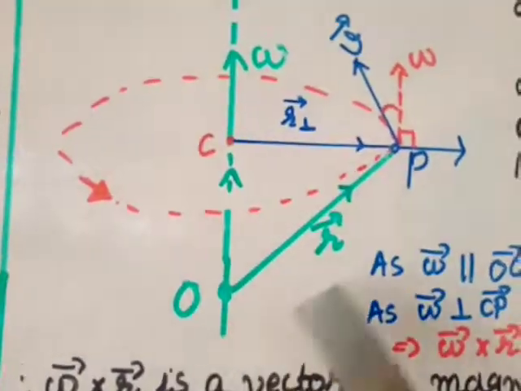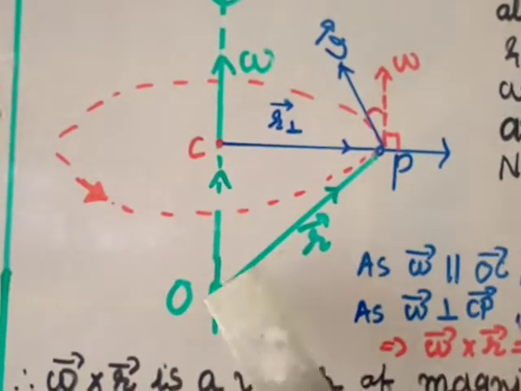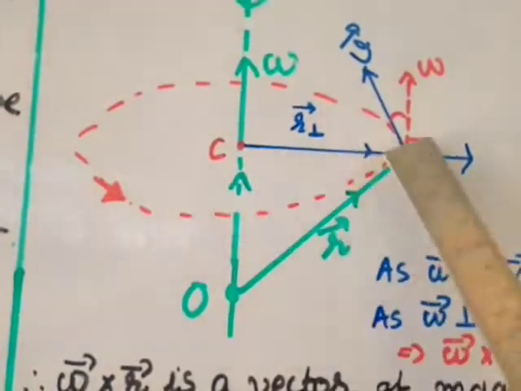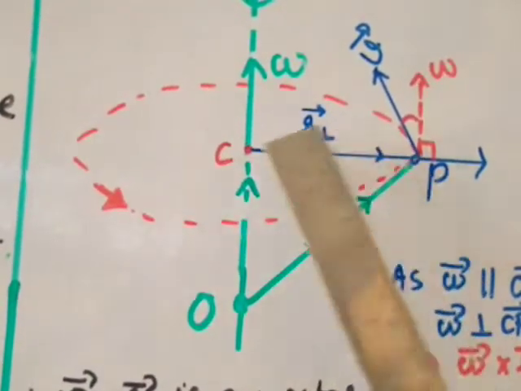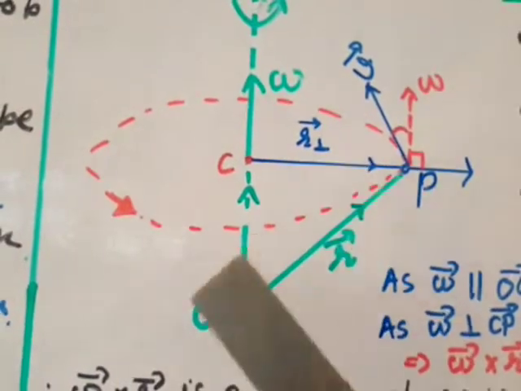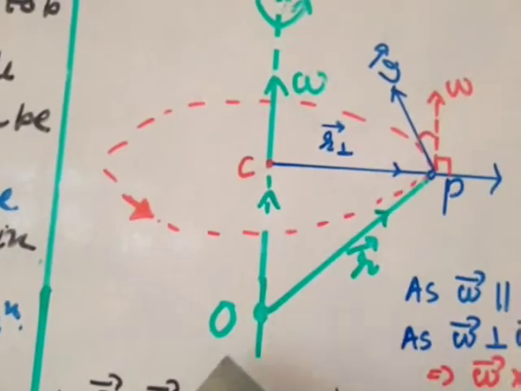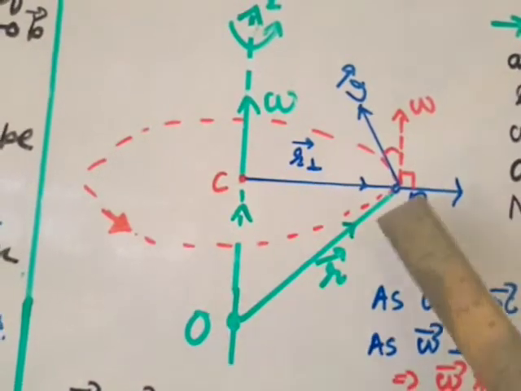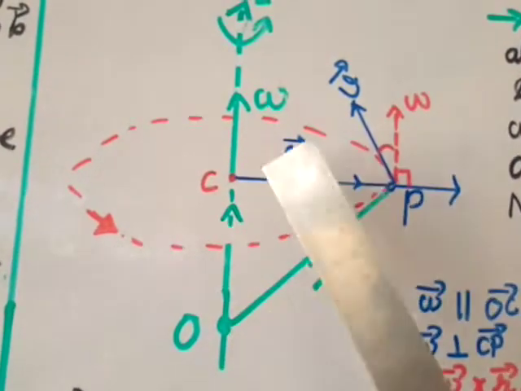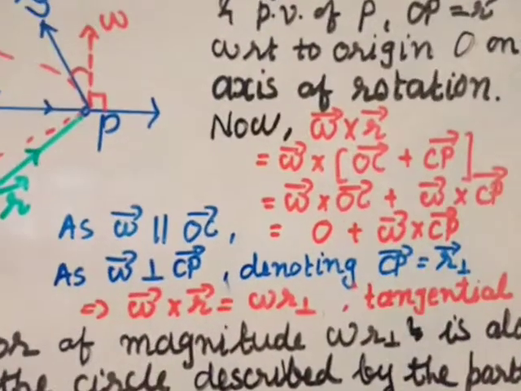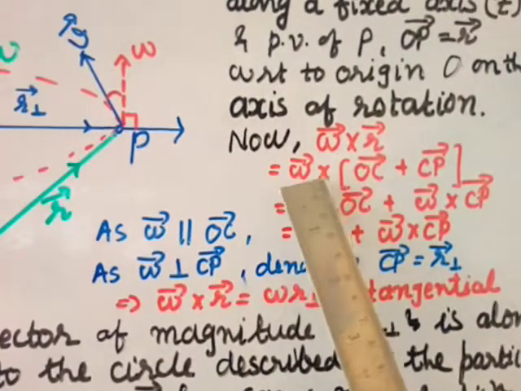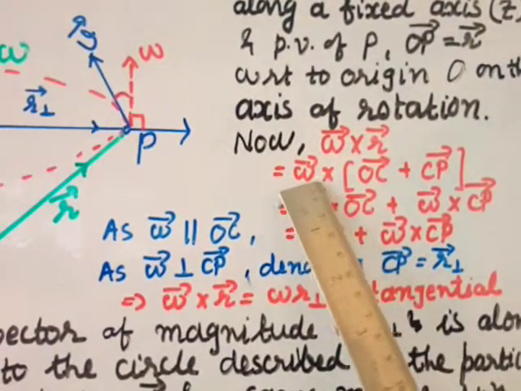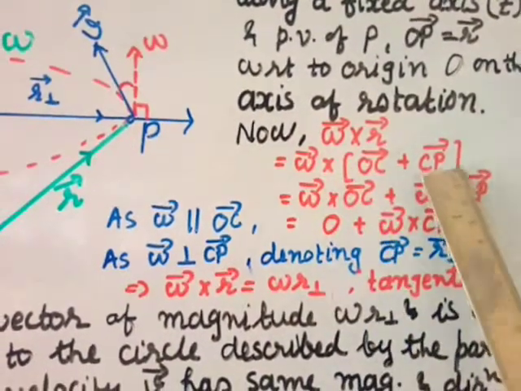Use the triangle law of vector addition. Here, this is OC, this is CP, which gives you OP. This C to P, which is perpendicular, I have called R perpendicular. OC plus CP is the triangle law of vector addition, so I am using it to find vector R, that is OC plus CP. Since the cross product is distributive over addition, you can multiply to get omega cross OC plus omega cross CP.